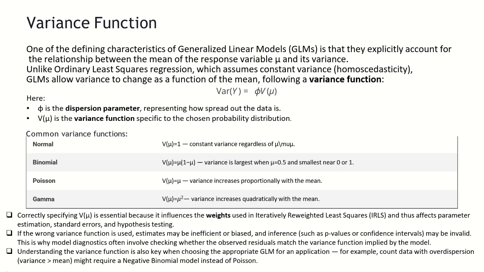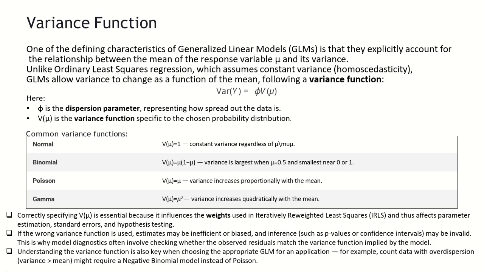A unique feature of GLMs is their explicit handling of the relationship between the mean of the response variable and its variance. While traditional regression assumes constant variance, GLMs allow variance to change as a function of the mean using a variance function V of mu. This specification is essential because it influences the weights used in IRLS and impacts parameter estimates, standard errors, and hypothesis tests. Using an incorrect variance function can lead to biased estimates and misleading conclusions.